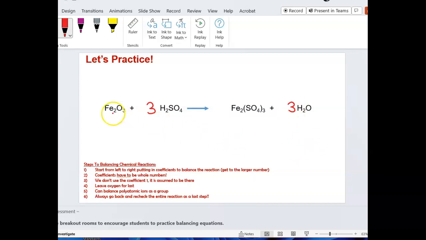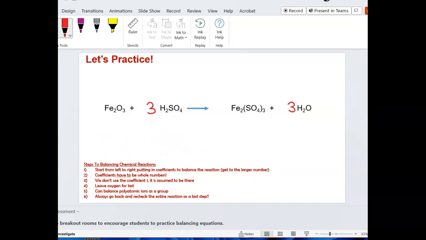I have 2 irons that went in, 2 irons that came out. And now I want to make sure I double check the oxygen that is not in sulfate, right? We already balanced sulfate as a group, but we have another oxygen over here. So we have 3 oxygens that went in and 3 times 1, 3 oxygens that came out. So this one's balanced. So again, this one you had some options, whatever you'd like to do.